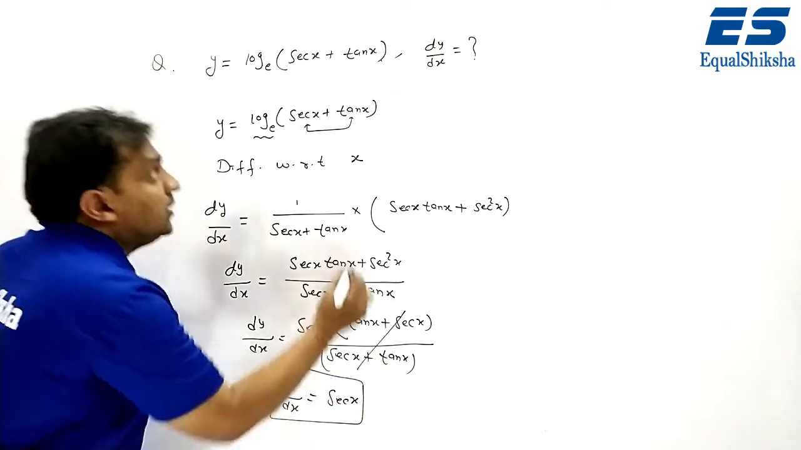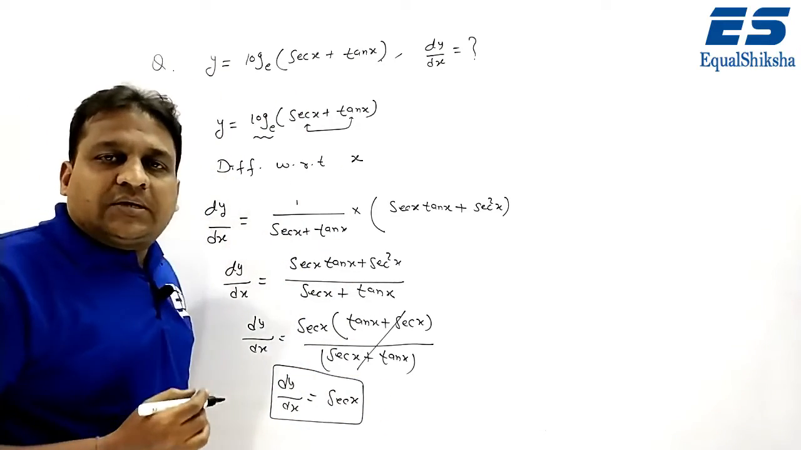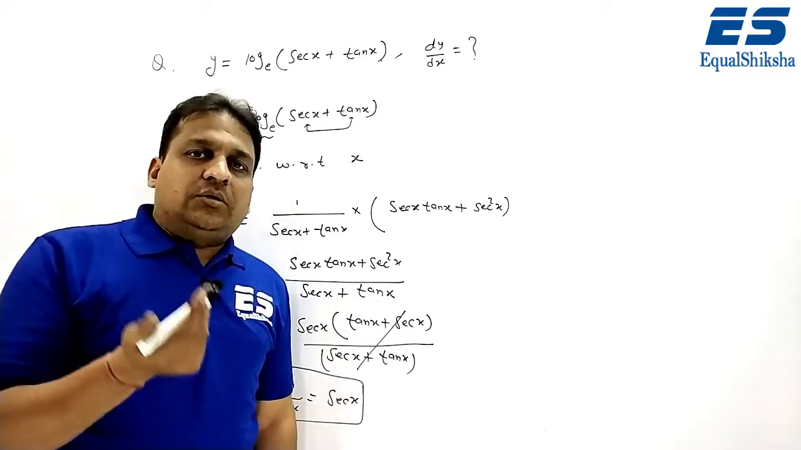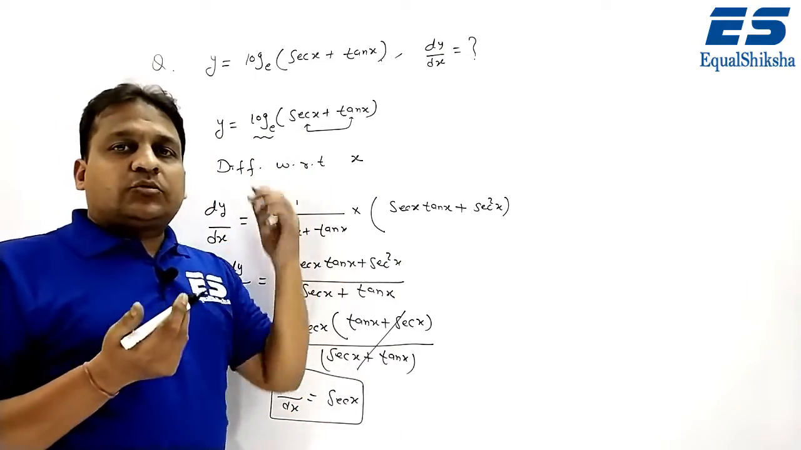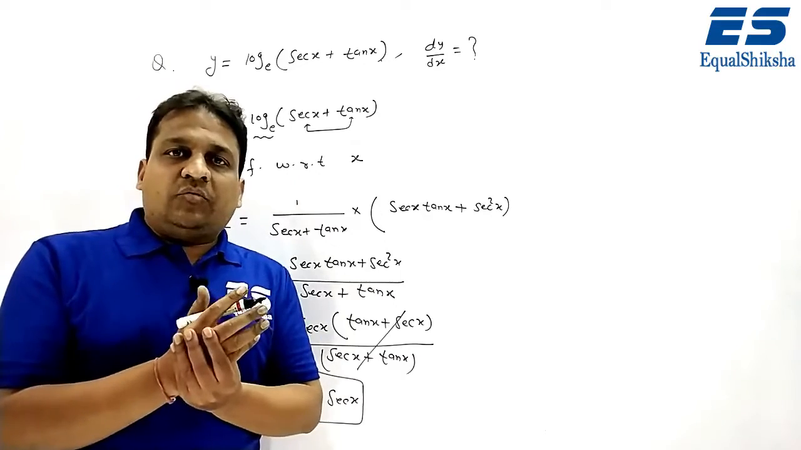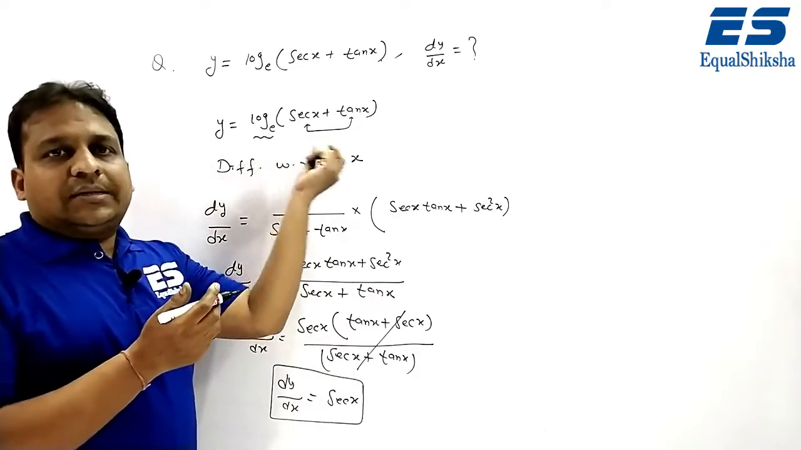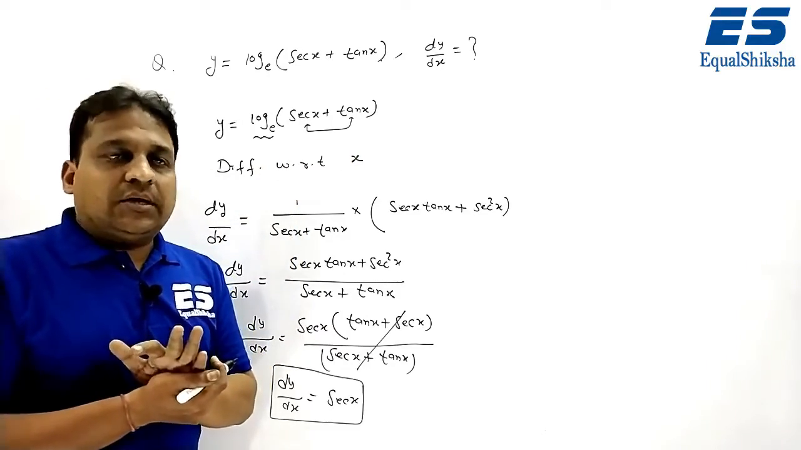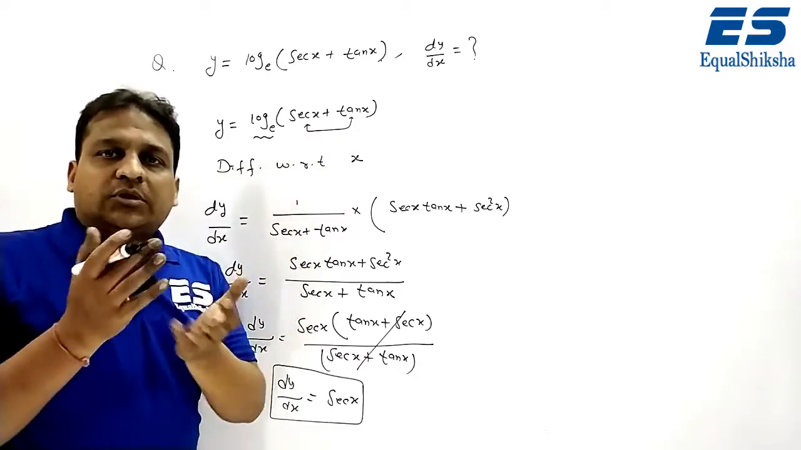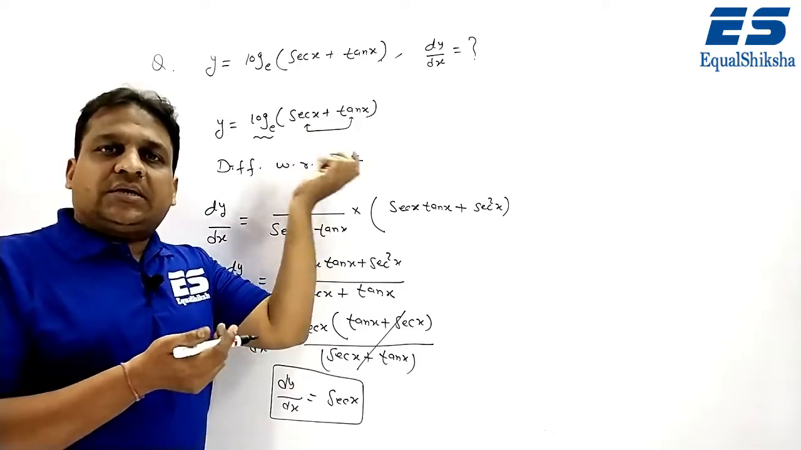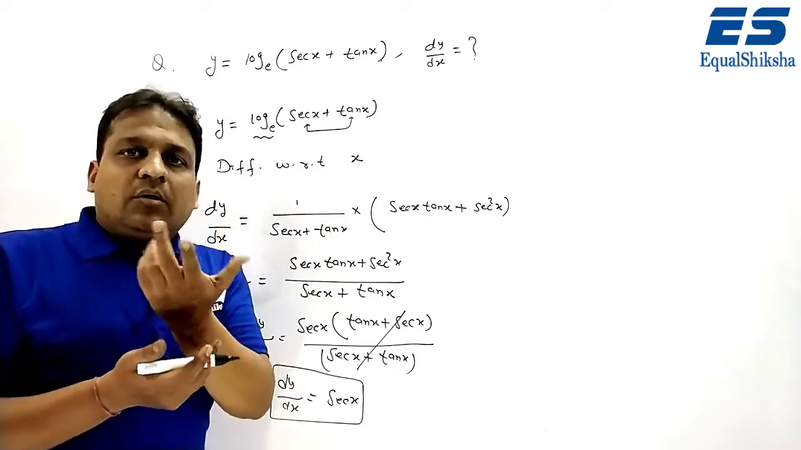So students, here the question was log of sec x plus tan x. This is an example of function of function, or chain rule. For solving this type of question, first we have to find the number of functions. Here there are two functions. The first function is log and the second function is sec x plus tan x, because sec and tan both are in standard form. So we consider sec x plus tan x as one whole function.